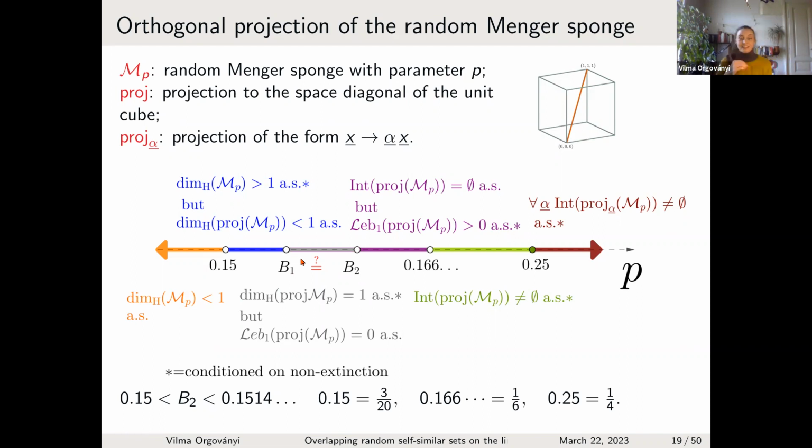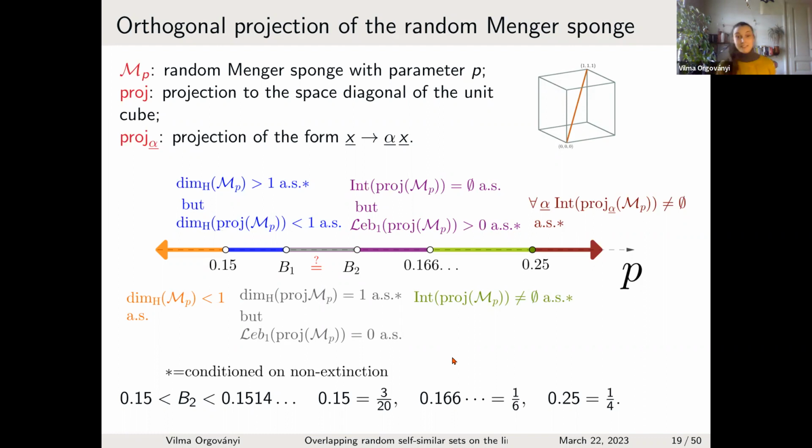Yes, and the next interval is the gray interval. We actually don't know if this interval exists or not. In this case, the Hausdorff dimension of the projected set is 1, almost surely conditioned on non-extinction, but the Lebesgue measure of the projection will be 0, almost surely. So as I mentioned, we don't know whether this interval exists, but we know that if we project to the coordinate axis, then this interval does not exist. It will be a single point. But we don't yet know what happens if we project to other directions.